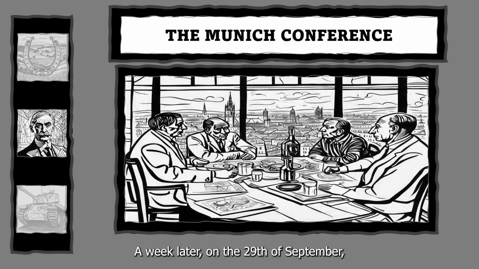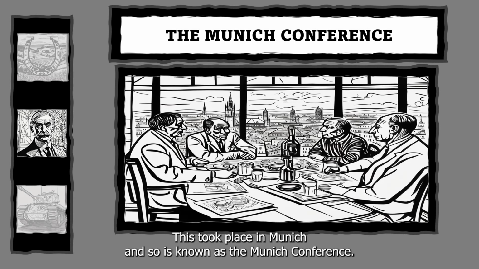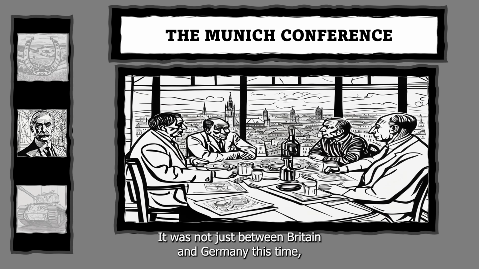A week later, on the 29th of September, there was a much more formal meeting to settle the matter. This took place in Munich, and so is known as the Munich Conference. It was not just between Britain and Germany this time, since representatives of Italy and France also attended. Notably, both Czechoslovakia and Russia were not invited to the conference.